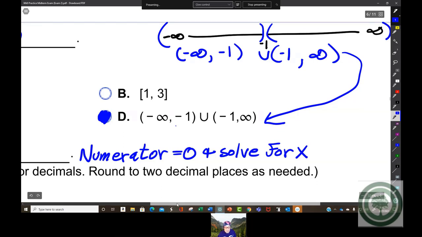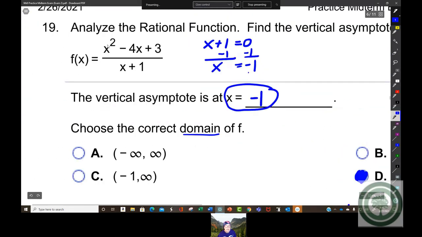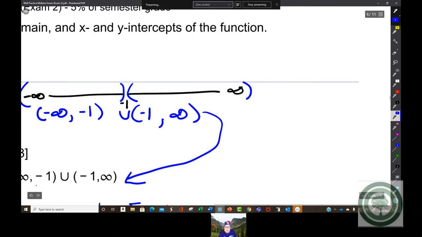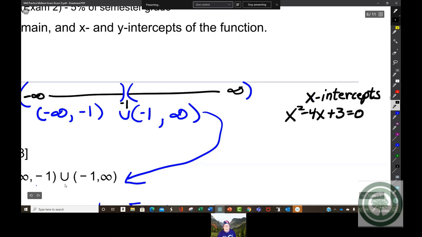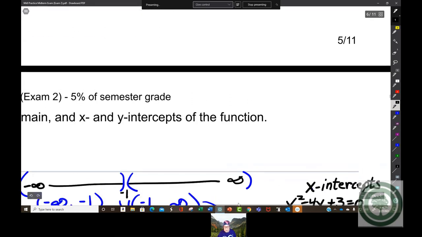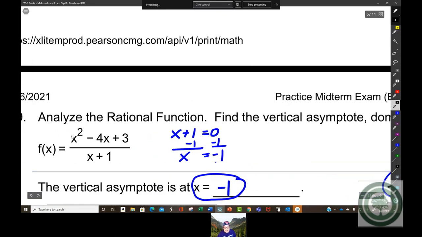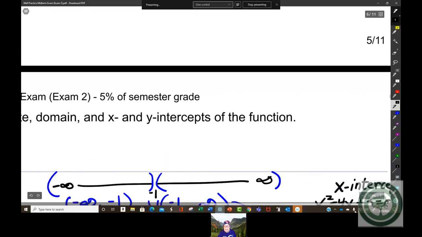Our numerator is this: x squared minus 4x plus 3. X-intercepts, okay. Just so I know what we're working on, and just so you know what we're working on. X-intercepts. x squared minus 4x plus 3 equals 0. Now, again, I just want to be absolutely sure and want you to be absolutely sure. This is the top of the fraction, the numerator. We're setting it equal to 0 and solving for x.